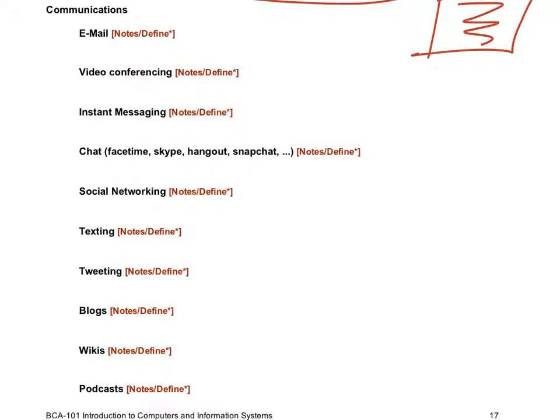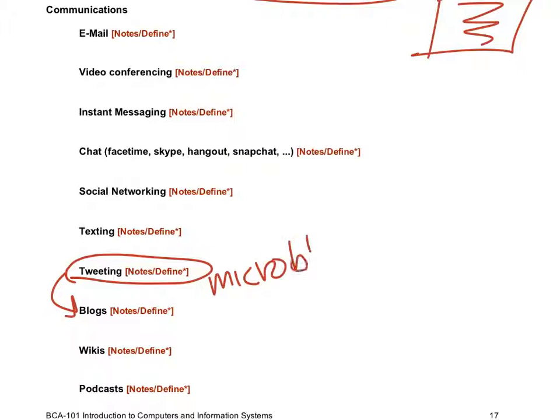I'll make one other comment here. A tweet is kind of like a blog, except sometimes it's called a microblog, right? 140 characters or whatever. Remember, texting is through the phone system, not through the internet. And podcasts are becoming extremely popular.